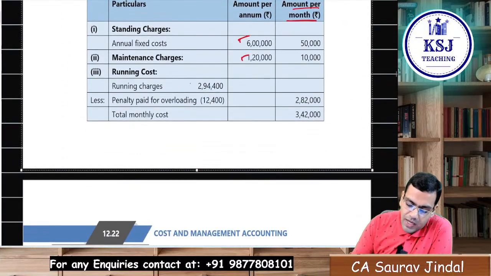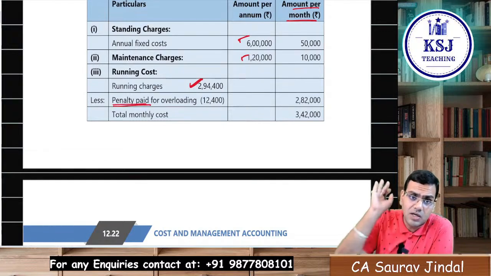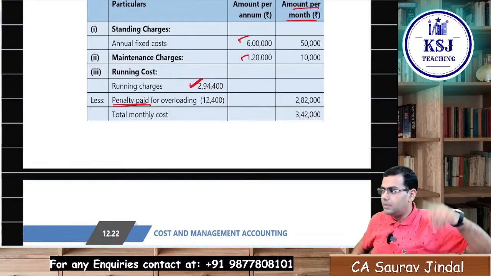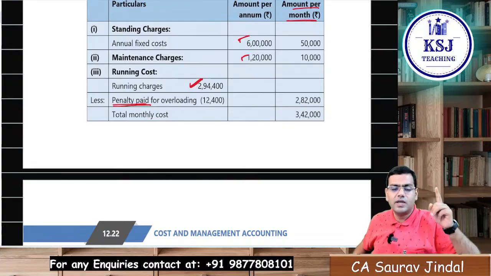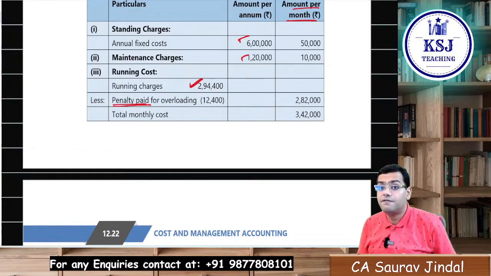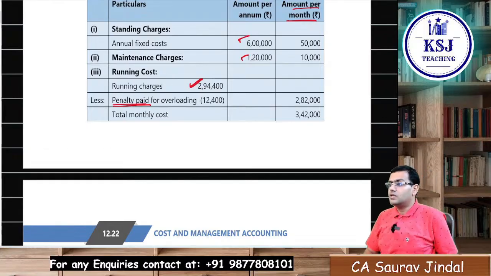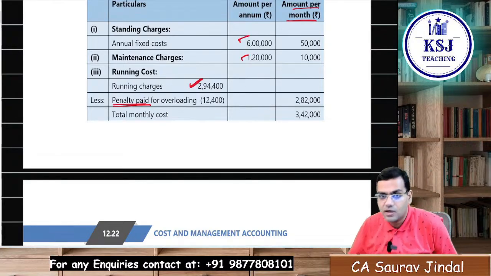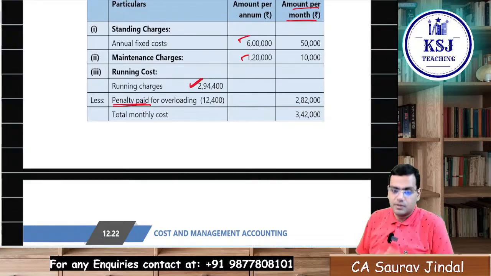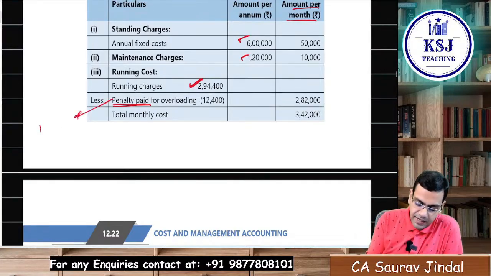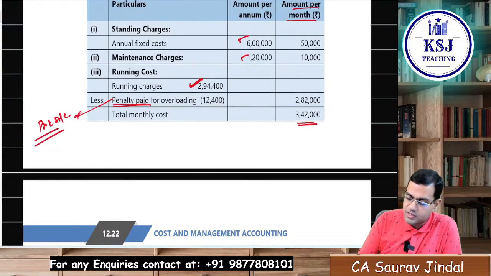Running cost 2,94,400 minus the penalty, because penalty is an abnormal cost. It will be taken up in your profit and loss account. It should not be considered for the fare to be charged, right? This 12,400 penalty, we are not going to take it from our customer, right? It will directly hit your P&L account. So total monthly cost we have calculated.